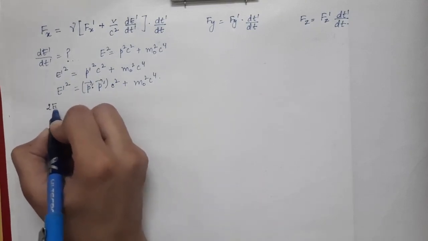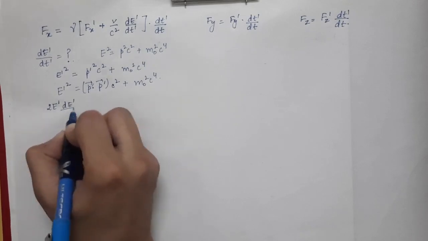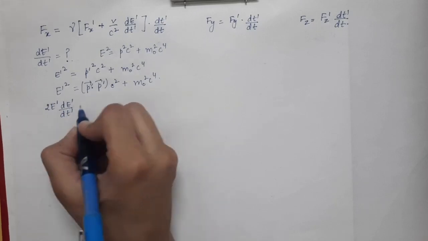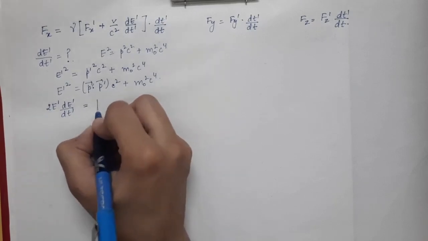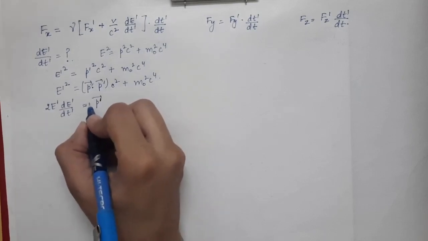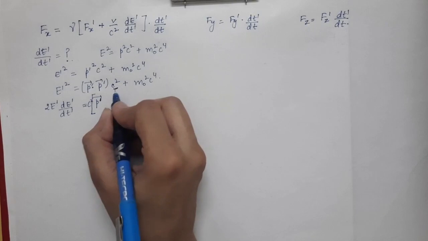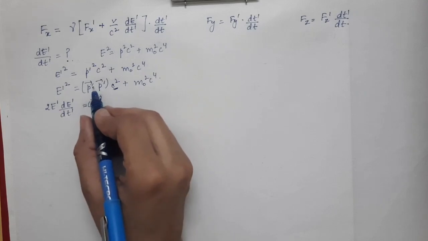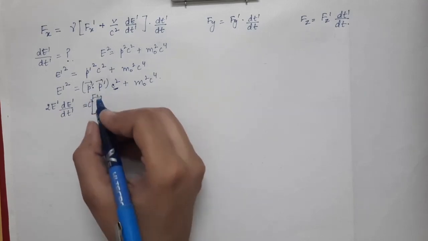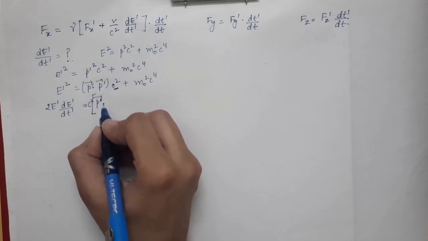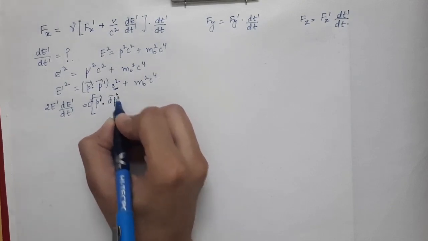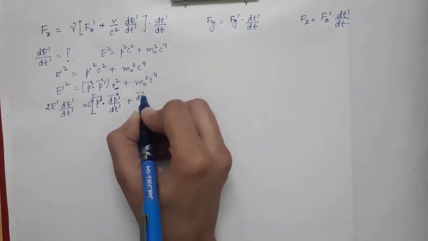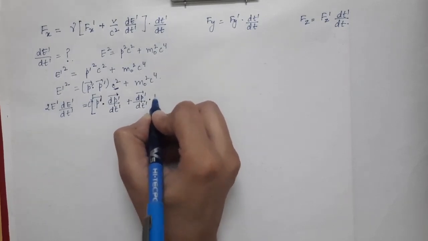So that will be 2E prime into dE prime by dt prime. I have taken the time derivative of the left hand side and that will be equal to this factor. C square will be outside the bracket, and we are going to do the time derivative of this factor P vector prime dot product with P vector prime. So this will be equal to P vector prime dot product with dP vector prime by dt prime plus dP vector prime by dt prime dot product with P vector prime.